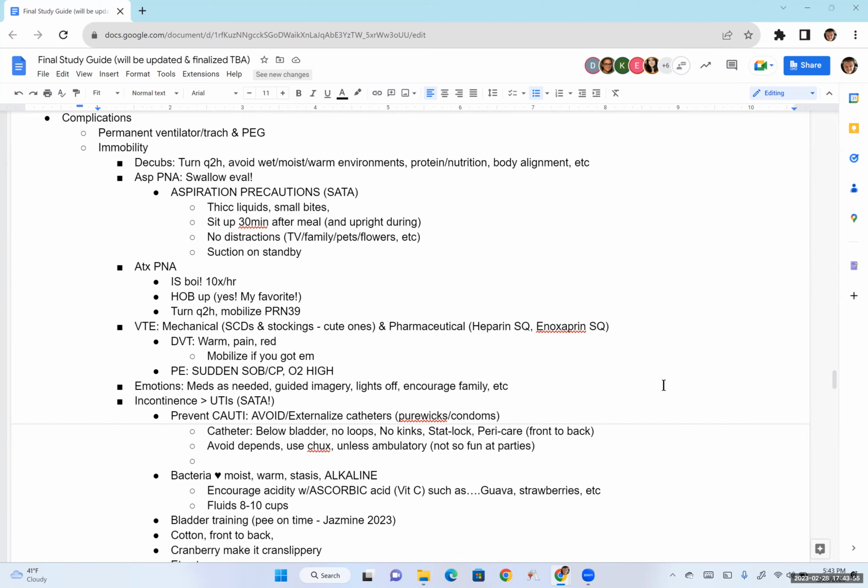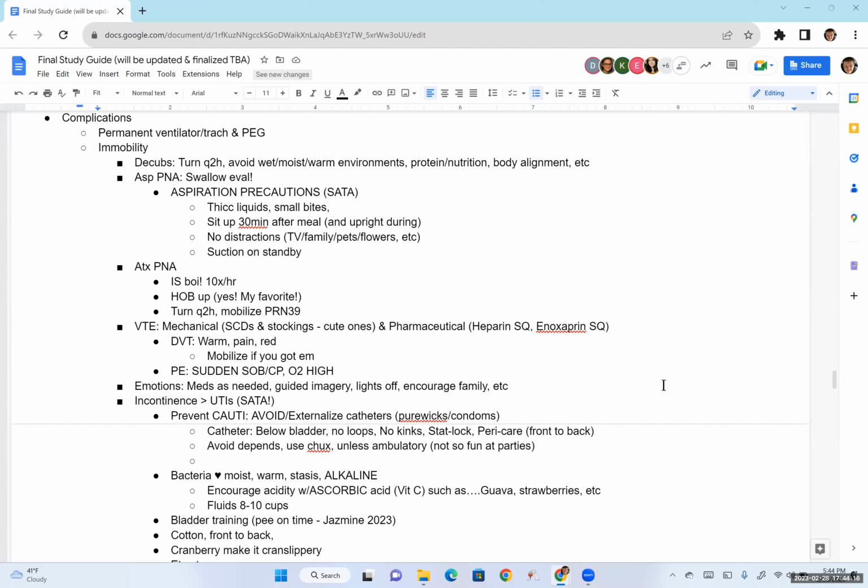What does vitamin C do? It acidifies, right? So vitamin C acidifies the urine because bacteria like to grow in what environments? In alkaline, so we make it acidic with vitamin C, right? So yeah, dark, warm areas promote UTI.